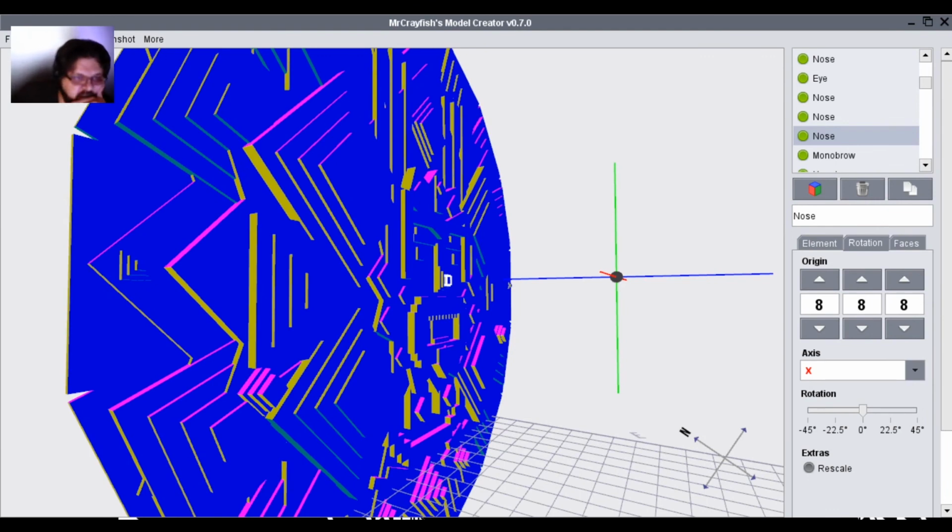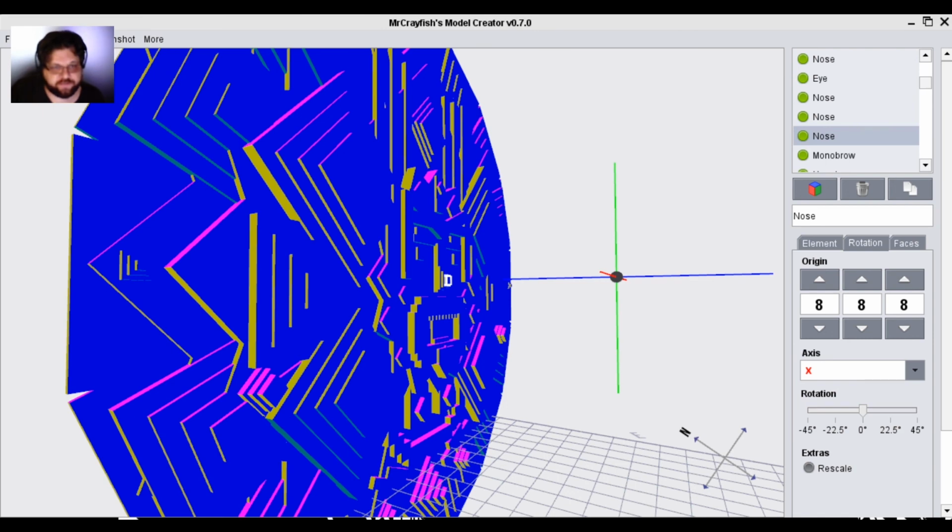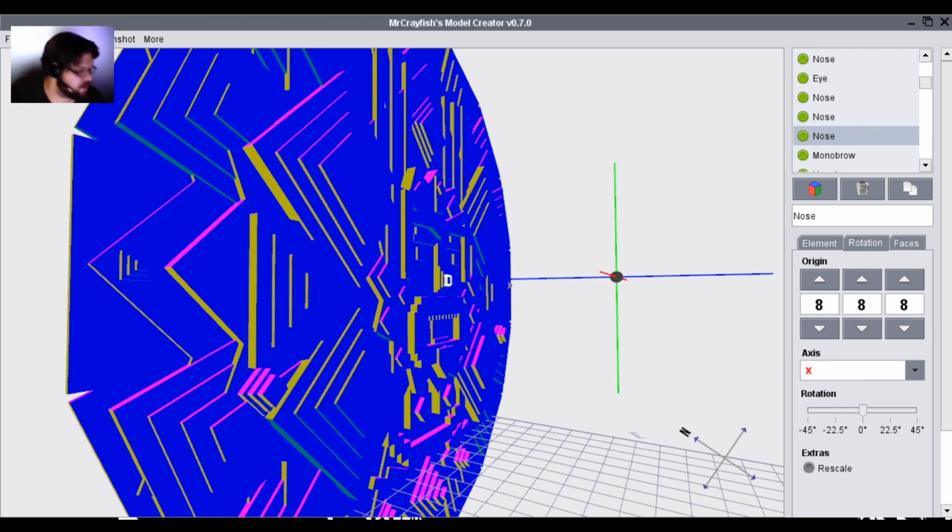Let's just get a screenshot of that. There was a point when I was not liking the way it was going. Glad I didn't stop then. Okay.